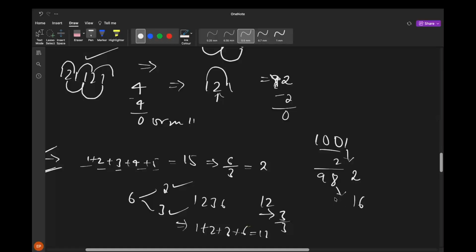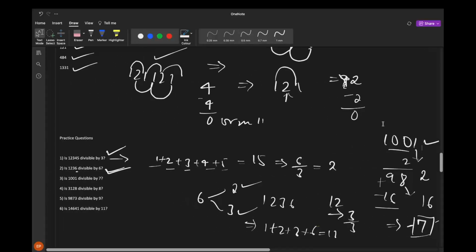Here, 9 minus 16, how much? Different signs mean subtraction. 16 minus 9 will give 7. The answer is minus 7. Is 7 divisible by 7? Yes. Then the given number is divisible by 7. If it is a negative sign also, no problem.